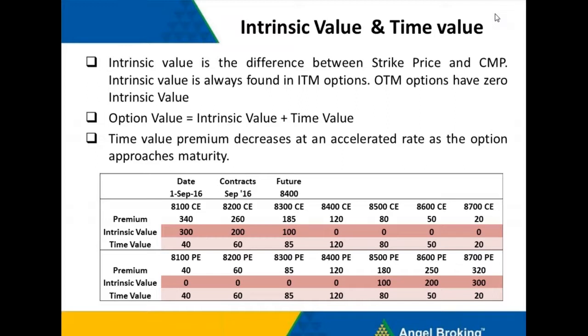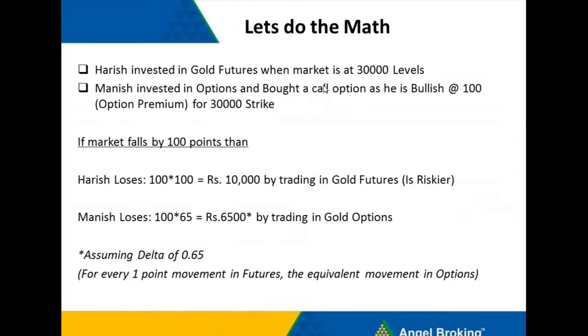We'll just take an example here, which will make things even easier for you. There are two persons. One is Harish, who basically invests and trades in gold futures. So he buys gold when gold is at 30,000 levels. Now Manish, he trades in options, and he's bullish on the market, and he has bought a gold call option by paying a premium of 100 for a 30,000 strike price. Say the strike price in this case, we've just taken it to be 30,000.